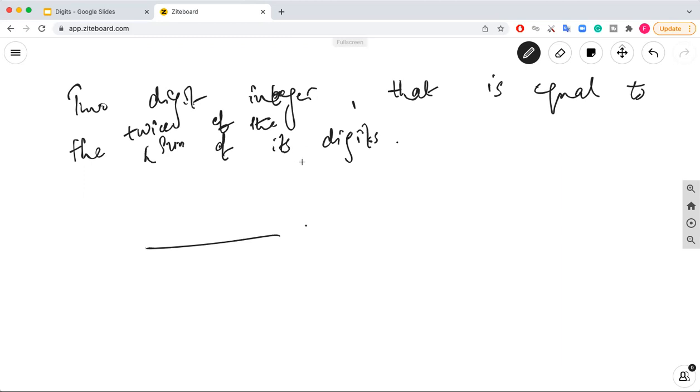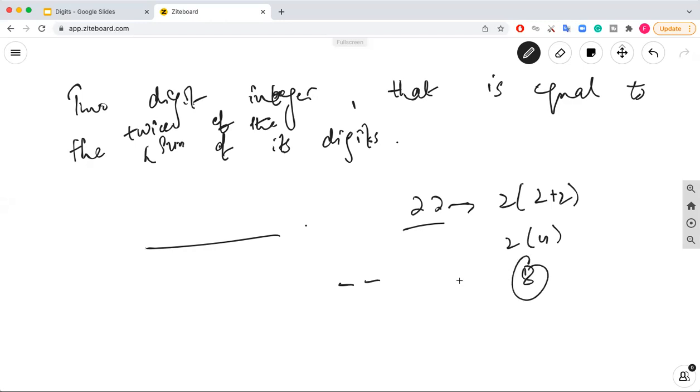22. 22? How 22? If you just add 2 plus 2, that is 4. 4 into 2 is 8. This is not equal to 22. I'm asking about any two-digit integer that is twice the sum of its digits. Anyone else?